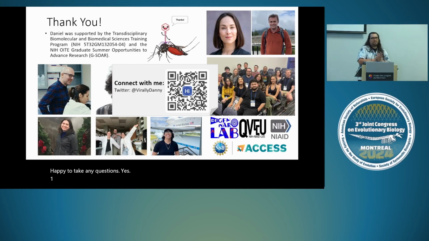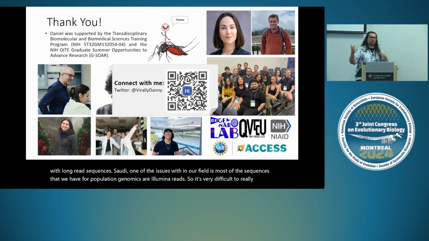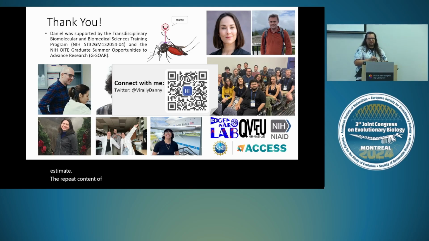One of the goals that we have is to try and get a little bit more access into wild populations with long read sequences. Sadly, one of the issues in our field is most of the sequences that we have for population genomics are Illumina reads, so it's very difficult to really estimate the repeat content of these populations like that. But hopefully, fingers crossed, that's in the future.